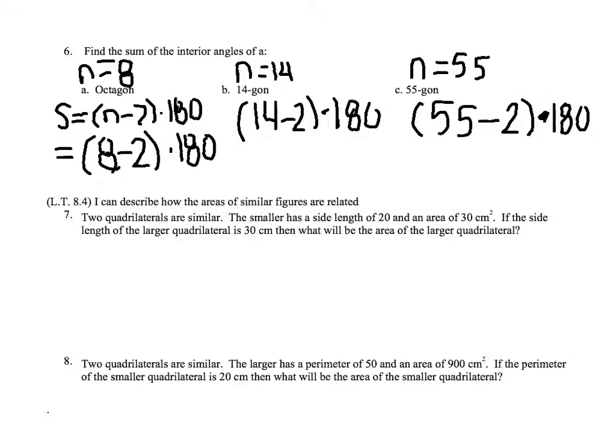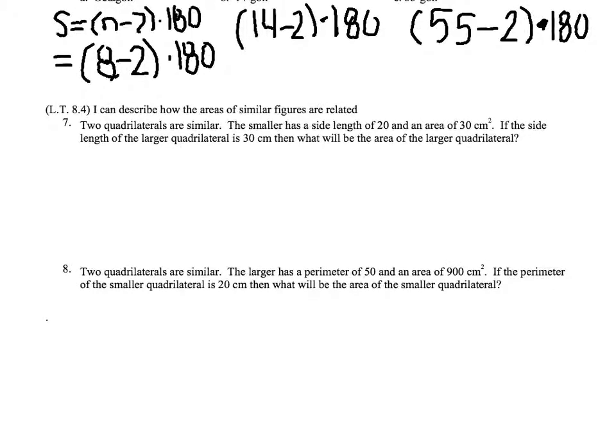The next problem we have is talking about how similar figures are related. If two quadrilaterals are similar, remember that we have some ratios. This one says the smaller has a side length of 20 and an area of 30 centimeters. The side length of the larger is 30. Then what will be the area of the larger quadrilateral?